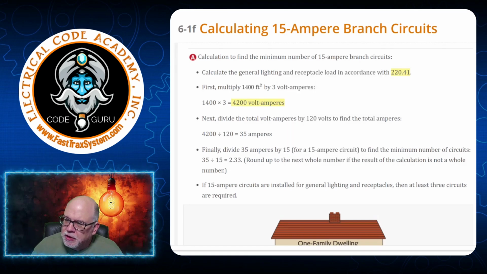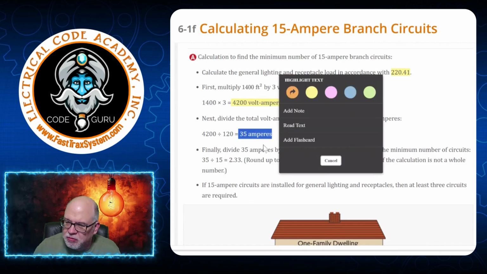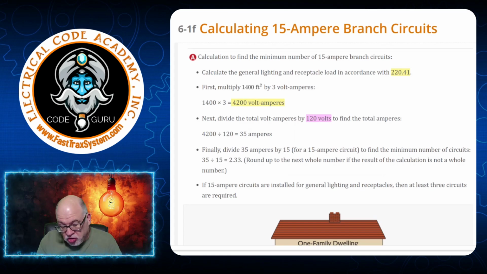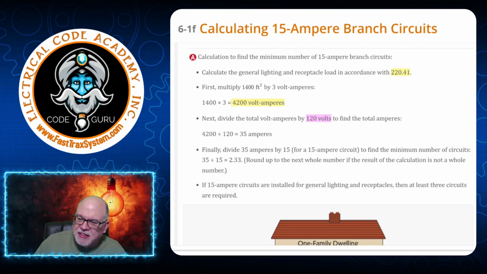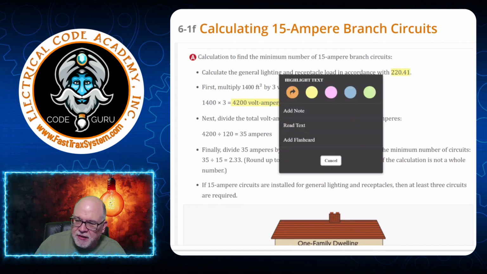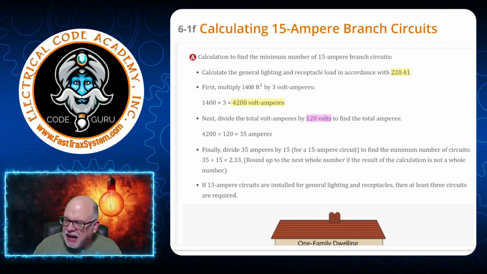All right, so we now divide the total VA by 120 because these are 120 volt circuits to find the total amperes. So 4,200 divided by 120 is 35 amperes. Okay, so that's what we've got, 35 amps. Now, to determine the number of 15 amp branch circuits to be able to supply that 35 amps, you could probably do this in your head, but we need to look at it. So you divide that 35 by 15, because that's the rating of the circuit breaker that we're working with. And we'll find that 35 divided by 15 is 2.33.